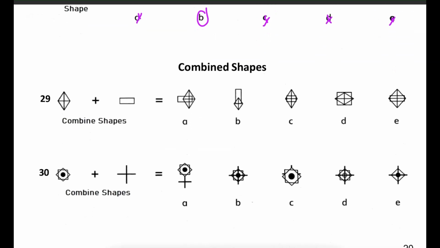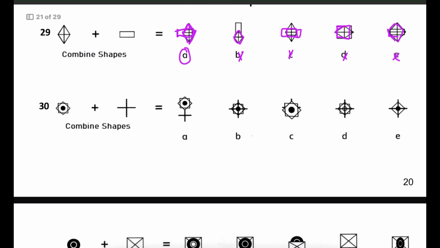So for these combined shapes, question 29, the answer is A, because here we've got this rhombus and we've got the rectangle here. Not B because the rhombus has gone smaller. Not C because this rectangle should be longer. Not D because this is now a square, not a rectangle. And not E because this shouldn't be as wide as it is, the rhombus shape.